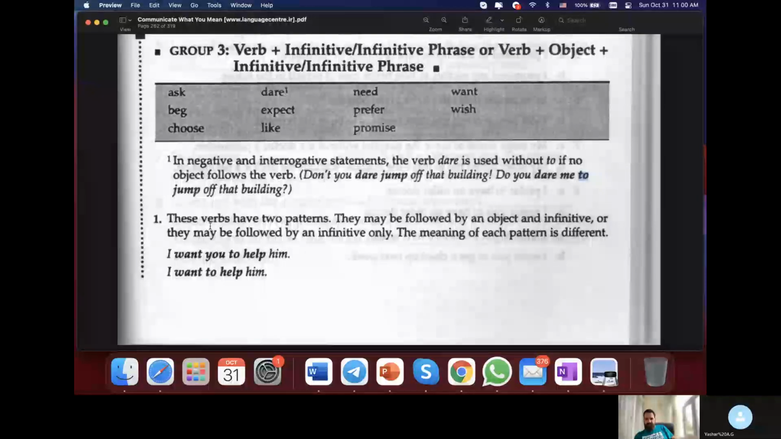These verbs have two patterns. They may be followed by an object and infinitive, or they may be followed by an infinitive only. I wanted you to help me. I want you to help him. I want to help him.